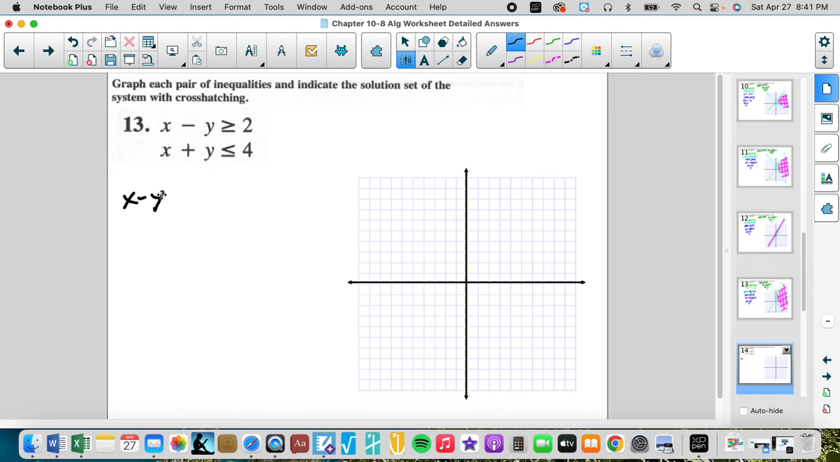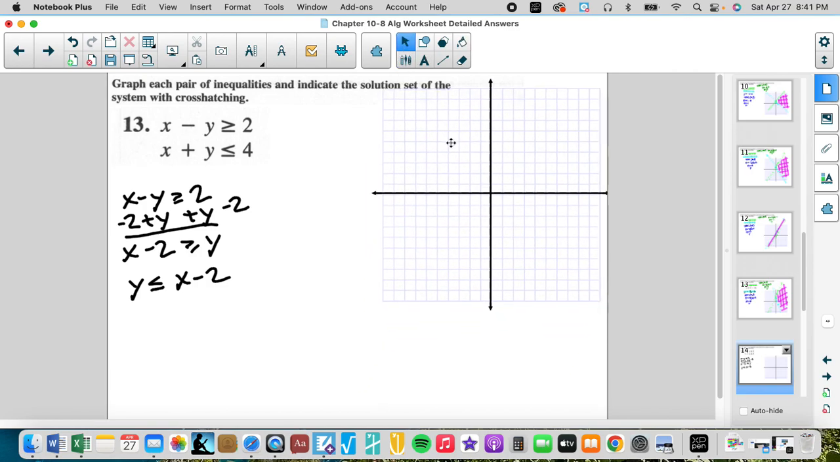X minus y is greater than or equal to 2. Let's add the y over just to make it easy. X, and let's minus the 2. X minus 2 is greater than or equal to y, which becomes y is less than or equal to x minus 2.